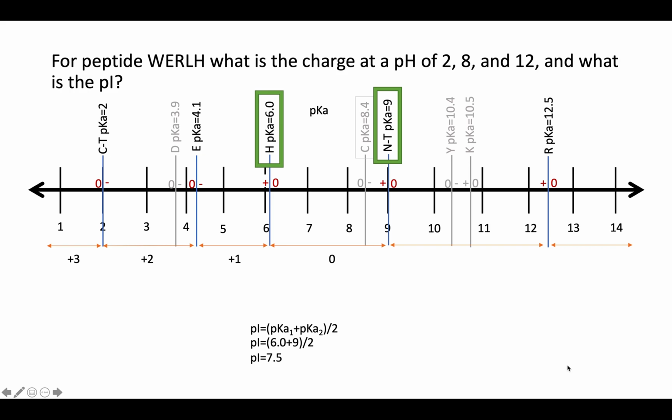So for this, we're going to get pI equals pKa1 plus pKa2 over 2, which is 6 for histidine plus 9 for the N-terminal, over 2, and our pI is going to be 7.5.